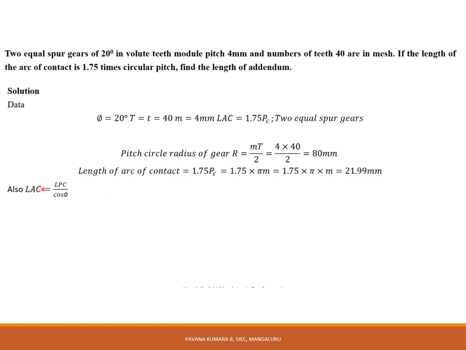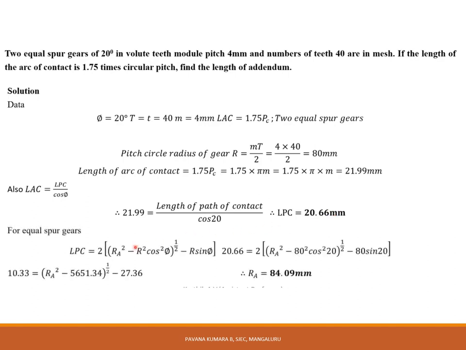Then length of arc of contact is equal to length of path of contact divided by cos phi. So phi is already given, so from that expression you can determine length of path of contact. So length of path of contact is 20.66 mm. So using this expression, reverse calculation, length of path of contact we know, from that we should determine capital RA.